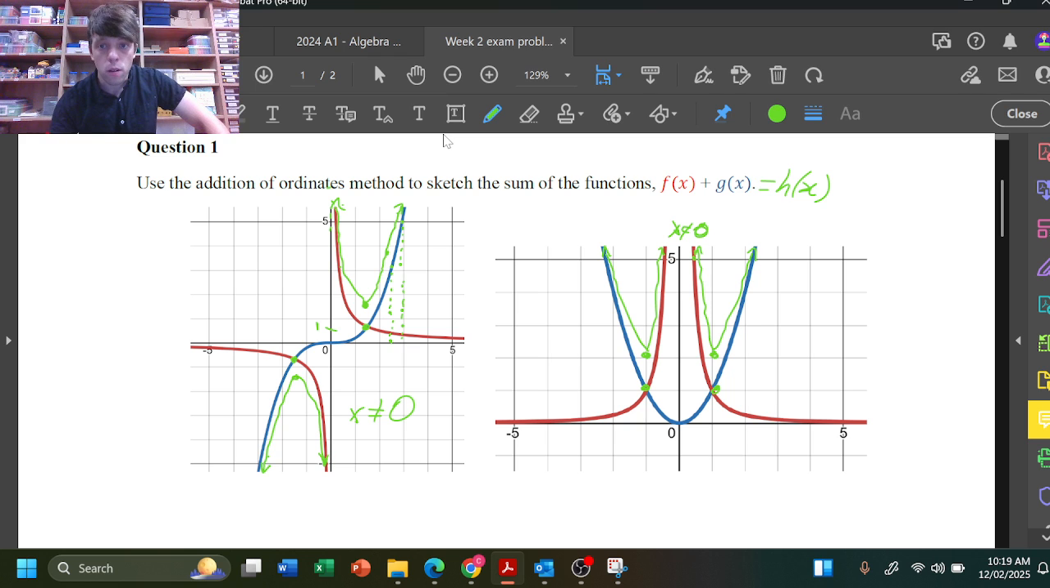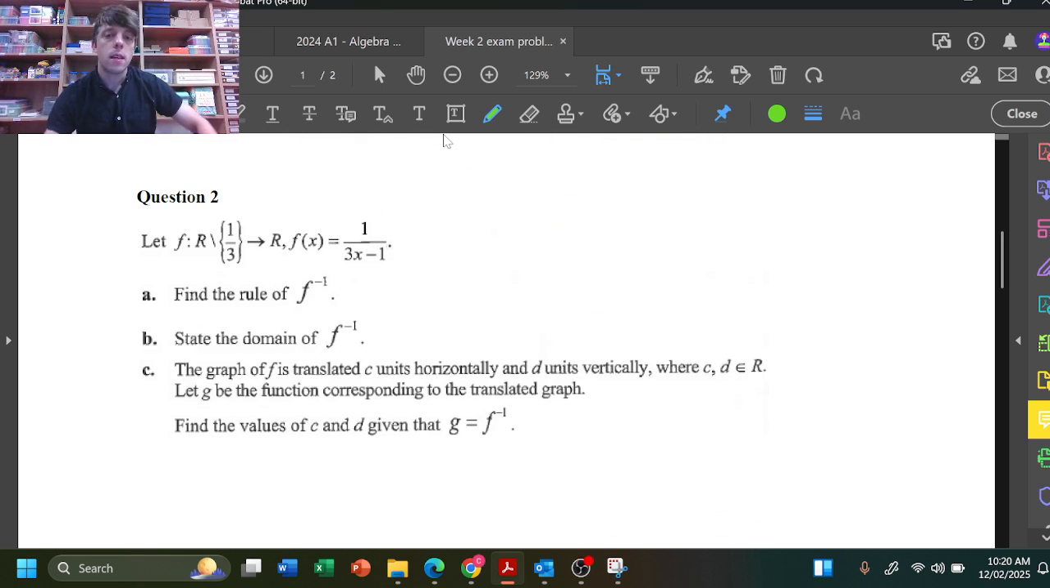Same, honestly, they should have included arrows here. We should have had an arrow there to say that this curve continues like that, because otherwise we might think that the domain is restricted and just cuts off right there. Anyway, that aside, let's move on to the second question.